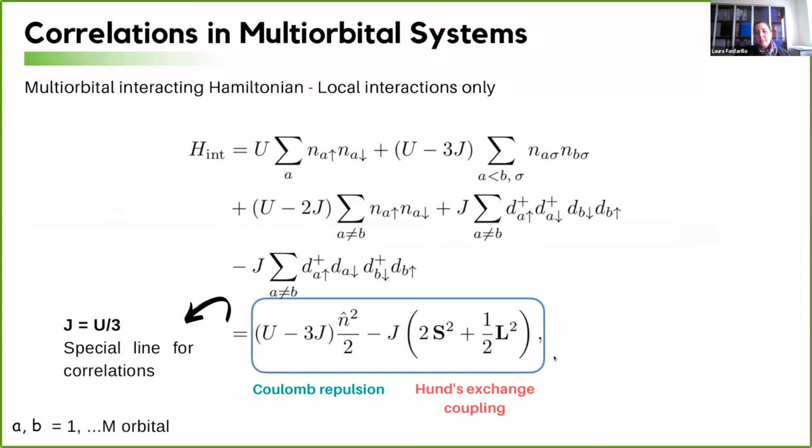I'm going to just rewrite the Hamiltonian in this way to stress one more time that U minus 3J is of course a special line of correlation, as has also been mentioned before, because it's the coefficient that controls the density-density Coulomb repulsion. And this formulation also allows us to see the effect of J, the Hund's exchange coupling, in the role of trying to maximize the spin and the local moment in the system. So as you can easily see, this is a kind of balance between these two effects. And if J is pretty large, this becomes the dominant effect of the Hamiltonian, so the spin channel.